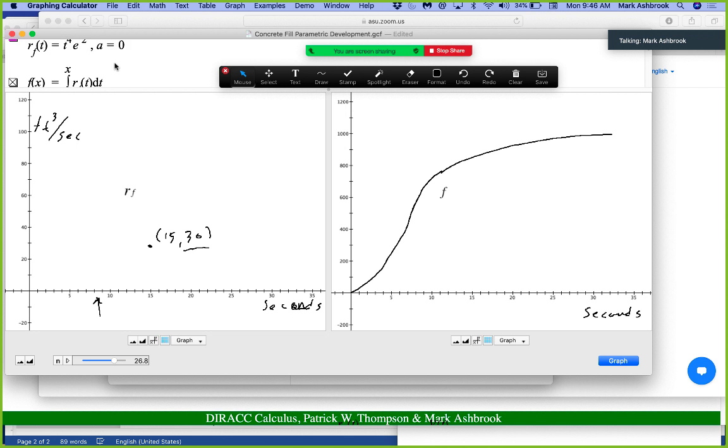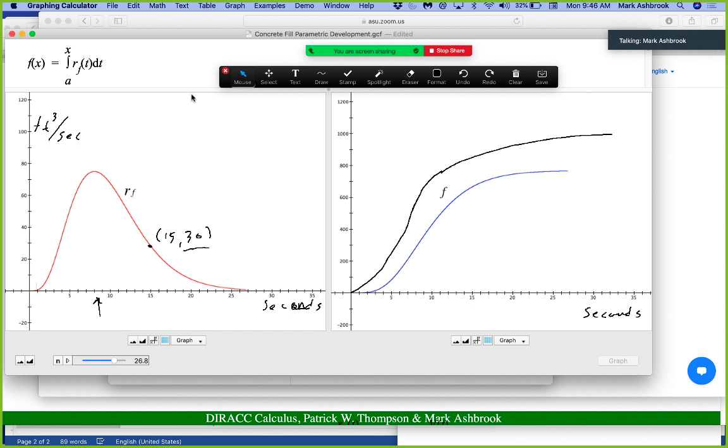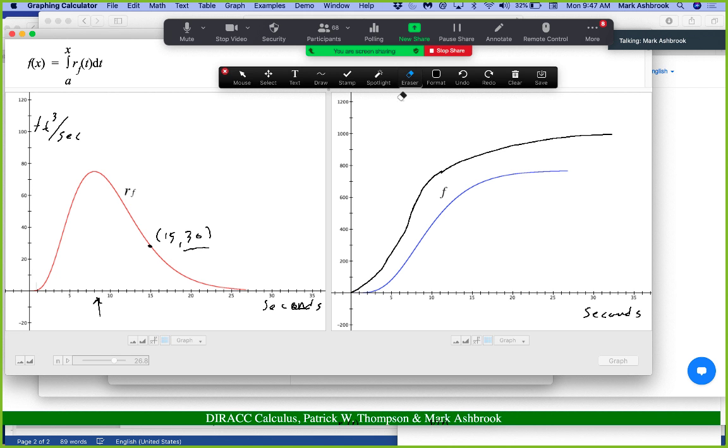All right, this is something we did lots and lots and lots. It's super important given you know how fast something is changing at every moment. We know how fast the concrete's being poured at every moment. We want to know how much of it we have at every moment. That was our net accumulation function, right? And so if I turn that on, see here. There it is. And graph. There we go. So that's what we predicted, something like that.